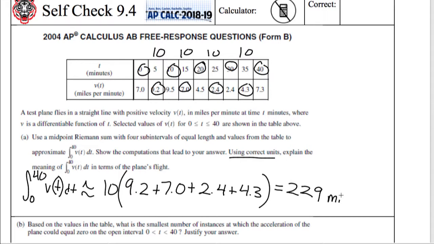Questions? Okay, so I did it without taking out the 10, I just did everything. 10 times 9.2 equals 92. 10 times 7 equals 70. 10 times 2.4 equals 24. And 43. 92 plus 70 is 162. And 162 plus 24 is 186. 186? Yeah. I'll just show you.